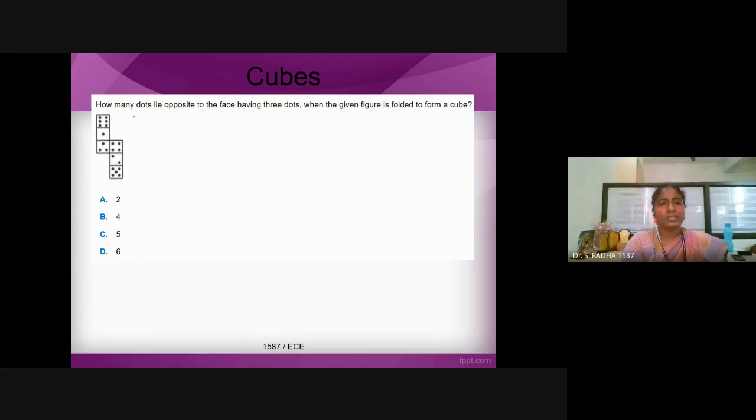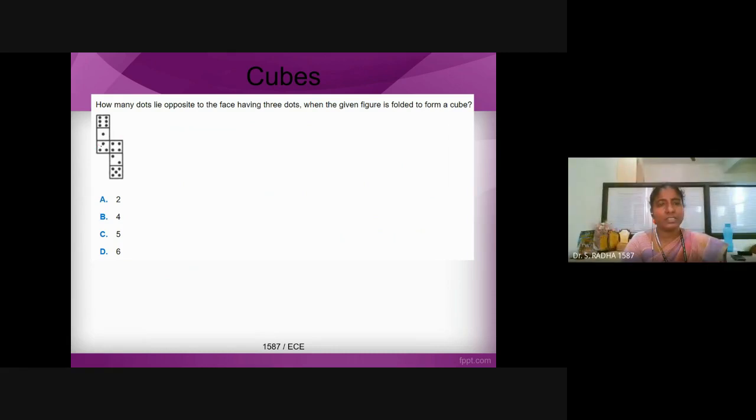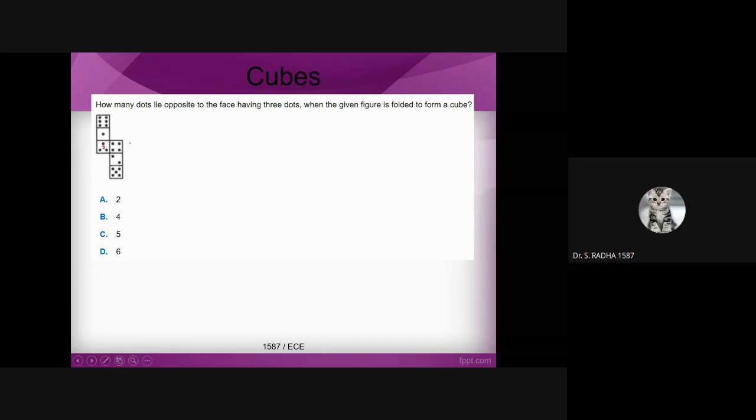How many dots lie opposite to the face having three dots? This is number 3. Three dots are present here.